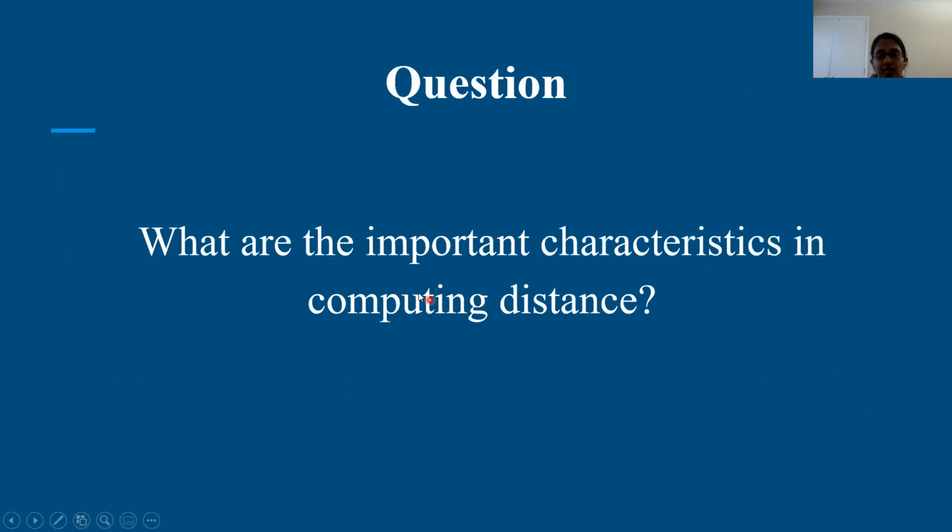Now let's see a question here. What are the important characteristics in computing distance? Like we saw earlier, we have three salient characteristics in computing distance. Distance should always be non-negative in nature and can only be zero when it's computed from a data point to itself. Secondly, distance is symmetric in nature, no matter in what order it's computed. And thirdly, distance must satisfy the triangle inequality property.